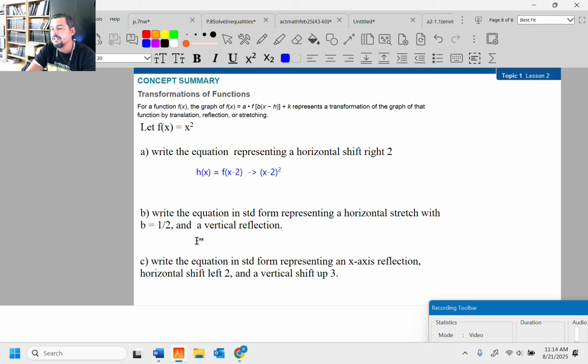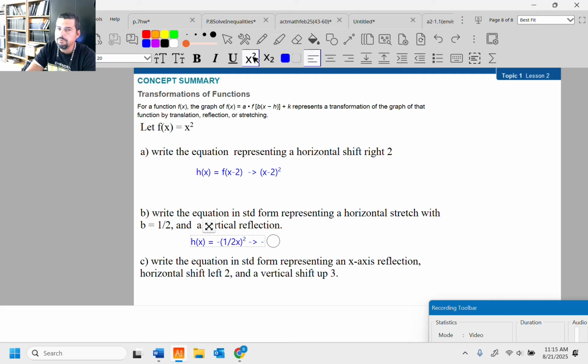Write the equation in standard form representing a horizontal stretch with b equals a half and a vertical reflection. So b is a half and we have a vertical reflection. So to make it reflect vertically, we insert a negative symbol out front. Tells me b is a half. I'm going to put a half inside and then I'm going to square. And you know what? We can figure out what a half squared is. A half squared is a quarter.